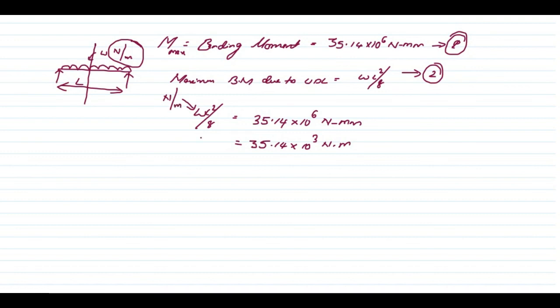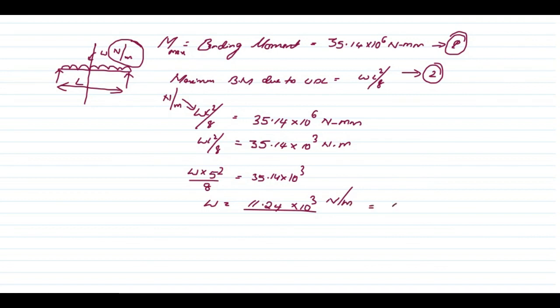Okay, now so this is WL square by 8 again. So now W into what is L? It is 5. 5 square, given in the question, divided by 8 is equal to 35.14 into 10 to the power of 3. So on cancellation, you get some value here. What is that? 11.24 into 10 to the power of 3 Newton per meter, which is equal to 11.24 kilonewton per meter. Since it is a UDL, you have units of Newton per meter, isn't it?